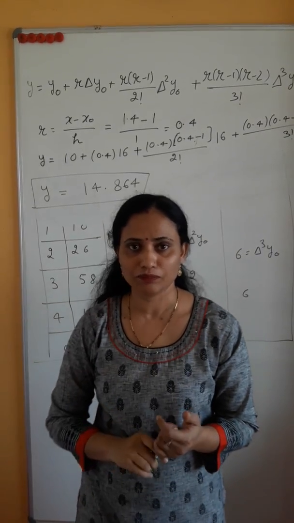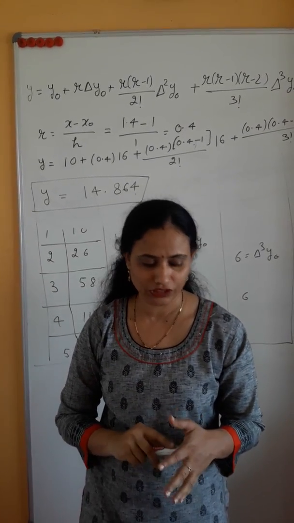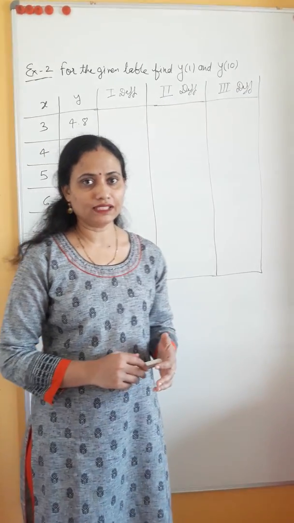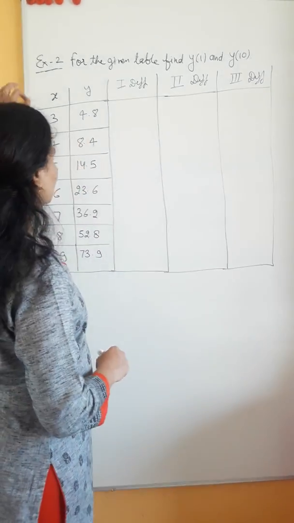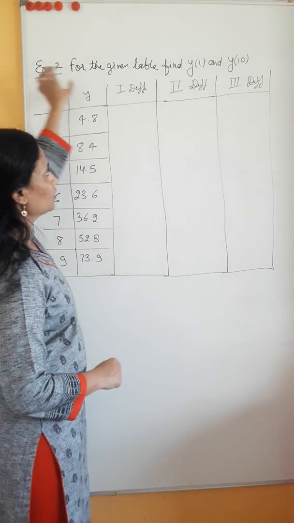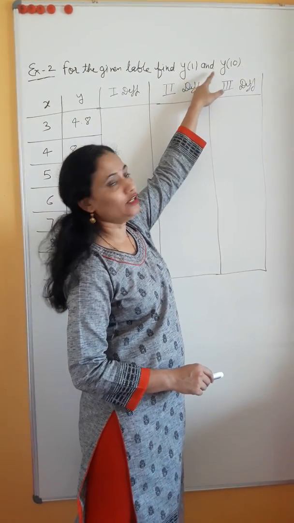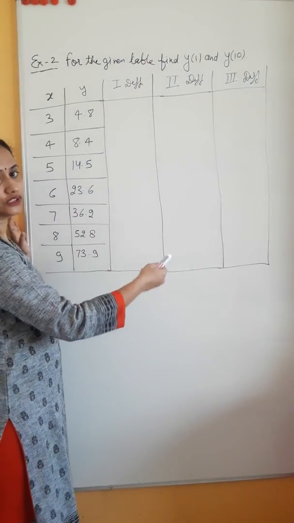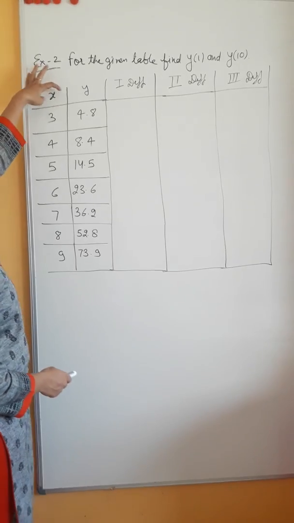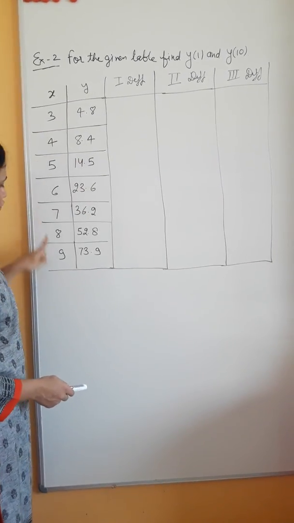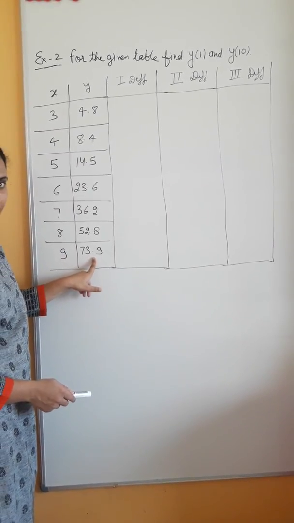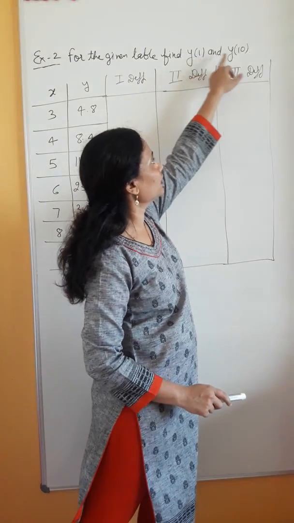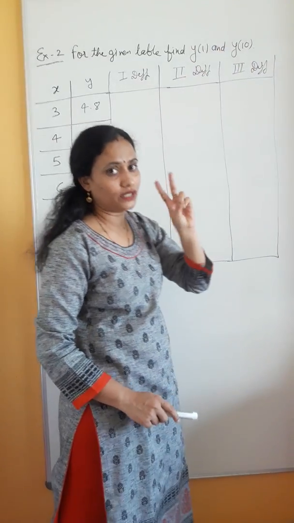Now we will take one example for the backward interpolation formula also. I hope the first example is clear to all of you. Let's take the second example. For the given table, find y1 and y10. For this example, I have already written the table in this form just to save time. So this is the given data. These are the arguments and these are the corresponding entries. We have to find the value of y at x equal to 1 and x equal to 10. There are two questions asked in this.